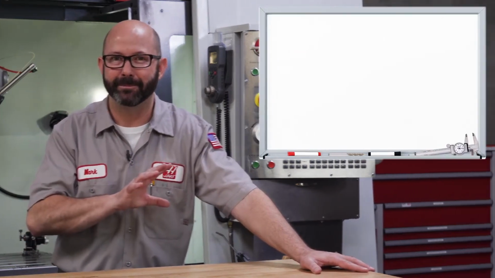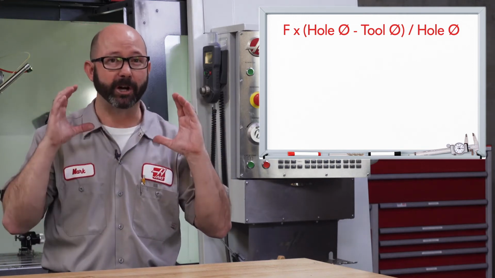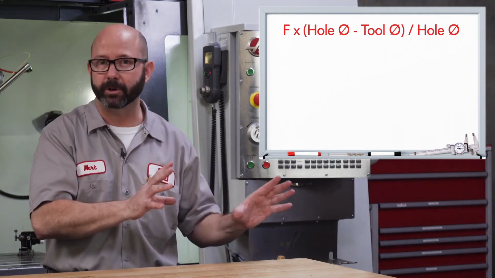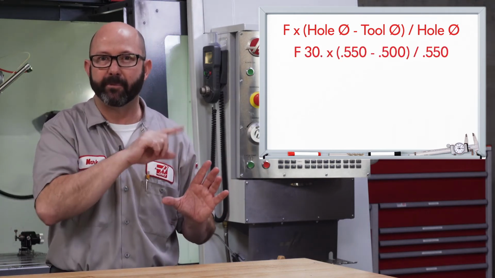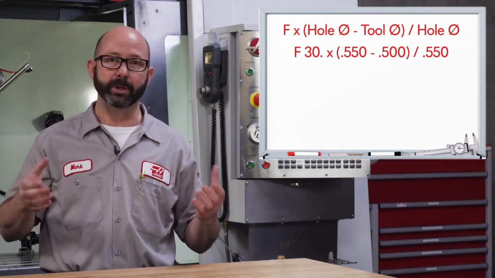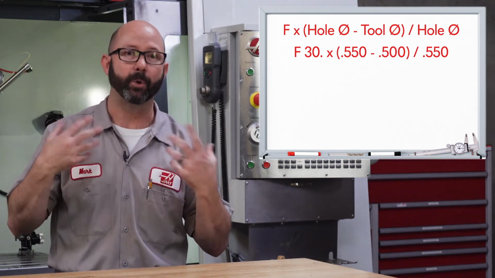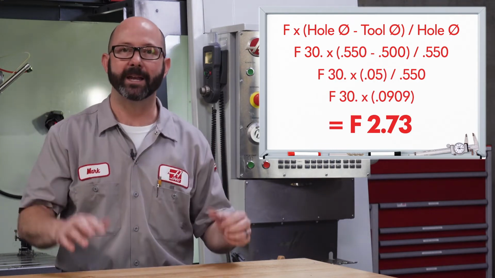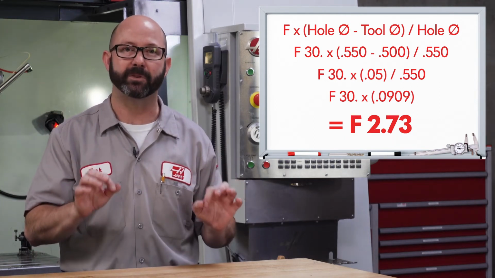Ready for the formula? Machinists love formulas, so here we go. Feed rate times hole diameter minus our tool diameter, all divided by our hole diameter. And we know from our example earlier that we want our effective feed rate to be 30 inches a minute. So F30 times our hole diameter, 550, minus our tool diameter, 500, all divided by our hole diameter again, 550. Now if we do the maths and fill in all the blanks, we're going to end up with a feed rate to be used in our program of F2.73 inches.